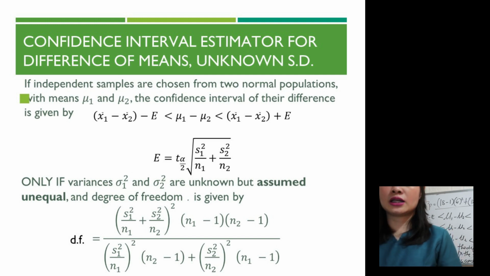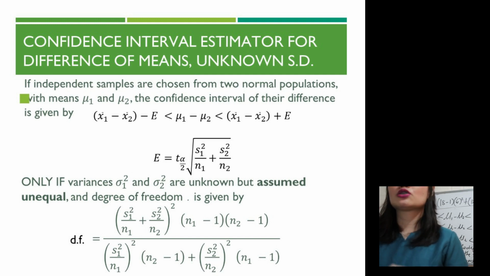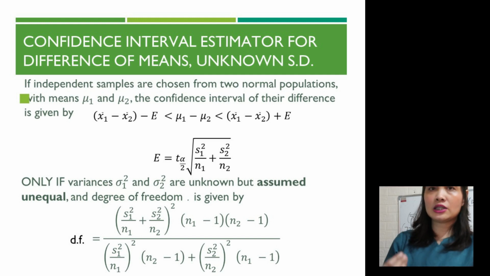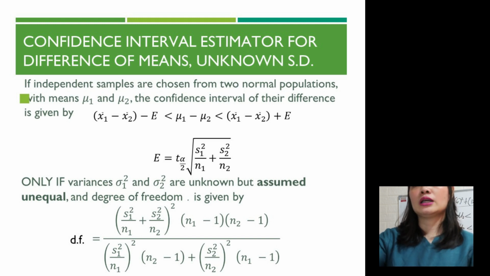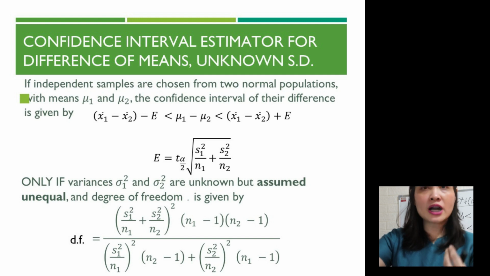If the sample size is less than 30, we will be using the t distribution. To solve for the margin of error, E is equal to t alpha over 2 multiplied by the square root of the variance of the first sample divided by n sub 1 plus the second variance divided by n sub 2. Only if variances are unknown but assumed unequal.